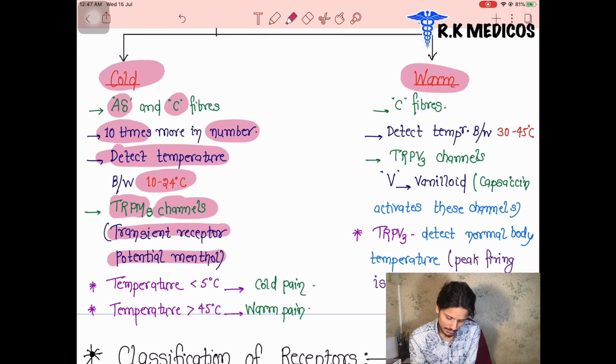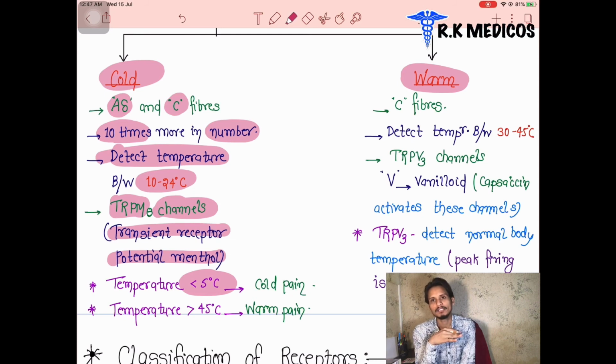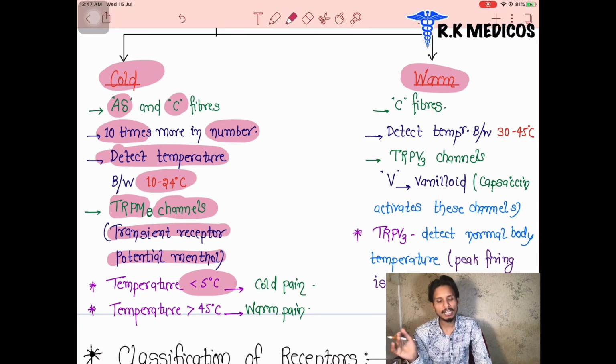And when the temperature is less than 5 degrees Celsius, the patient feels cold pain. In the cold, the patient feels pain. Sometimes it happens when a person is moving in a cold climatic condition or in cold countries, when the temperature goes below zero. The patient first feels cold, and after some time he feels pain also. With the cold he feels pain.